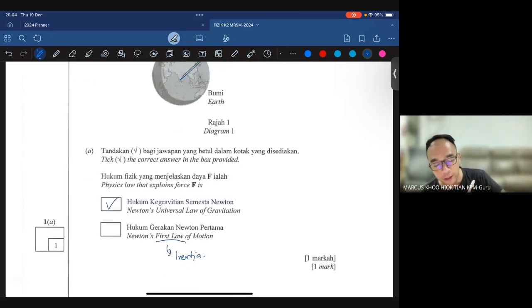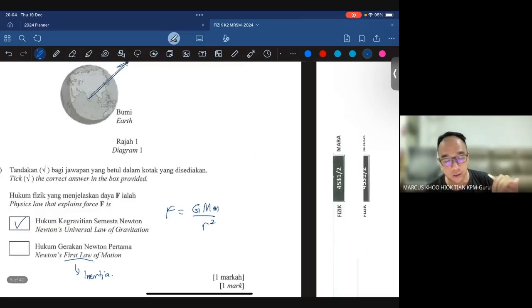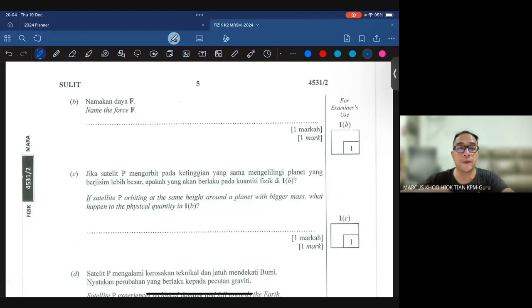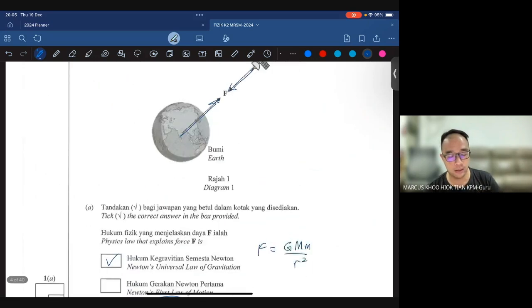Just to recap, the formula for this is F equals G m over r squared, with the big mass and the small mass, the two masses, divided by r squared. So name the force F. The force F is the gravitational force. So gravitational force. I think it's pretty simple.